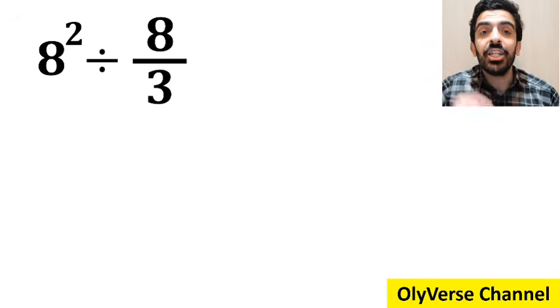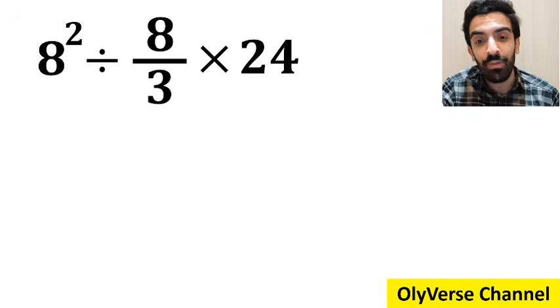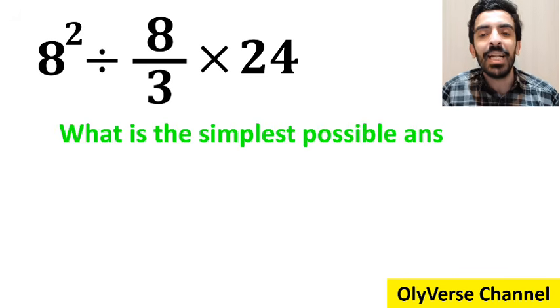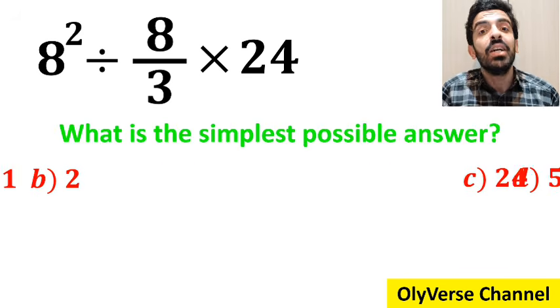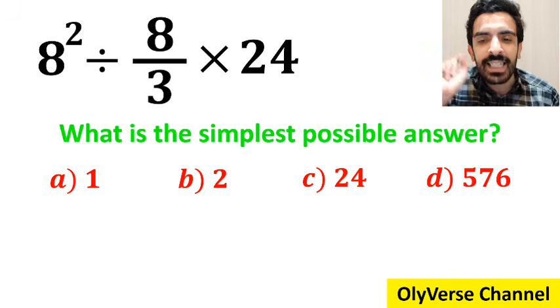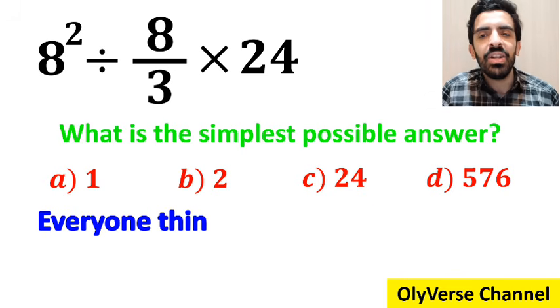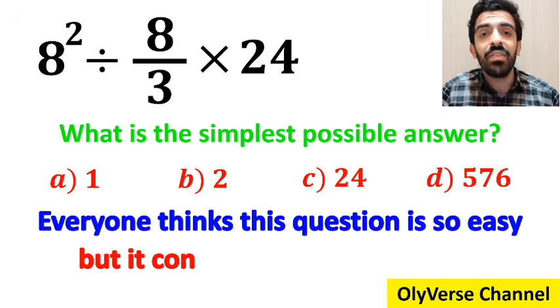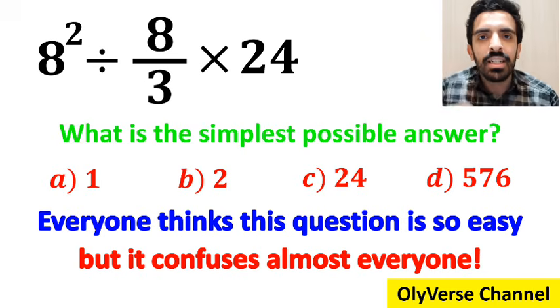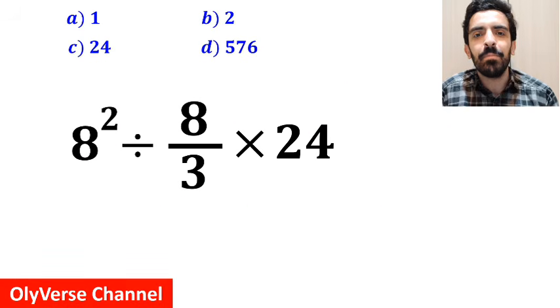If we have the expression 8 to the power of 2 divided by 8 over 3 multiplied by 24, then what is the simplest possible answer for this expression? Which option do you think is the correct answer to this question? Everyone thinks this question is so easy, but it confuses almost everyone. Let's dive in and break it down step by step together.